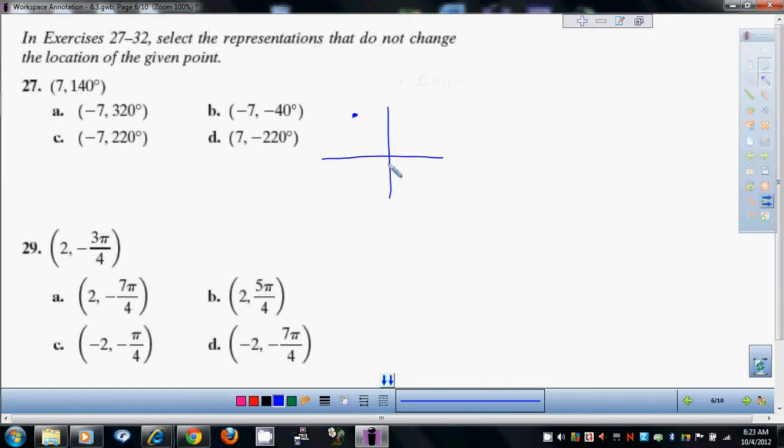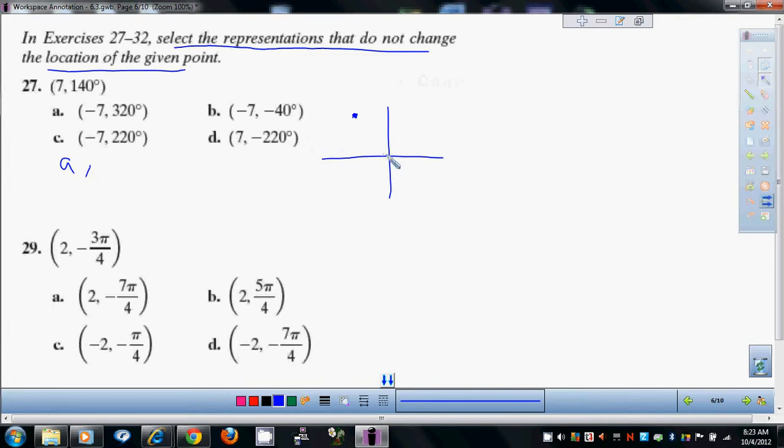Part A, negative 7, 320. Well, positive 7, 320 would put you here. And then with a negative radius, that would flip you over the origin to here. So A, select the representations that do not change the point. A did not change it. So A is one of our answers.